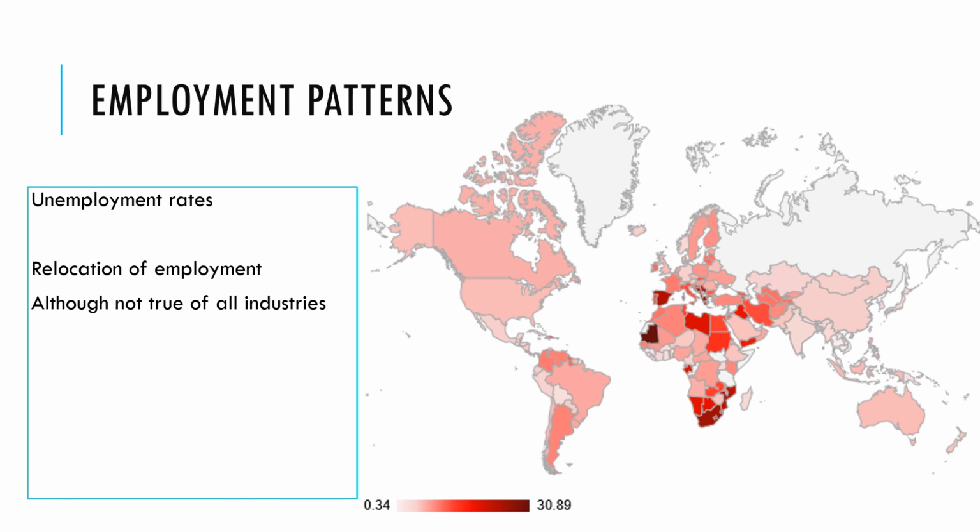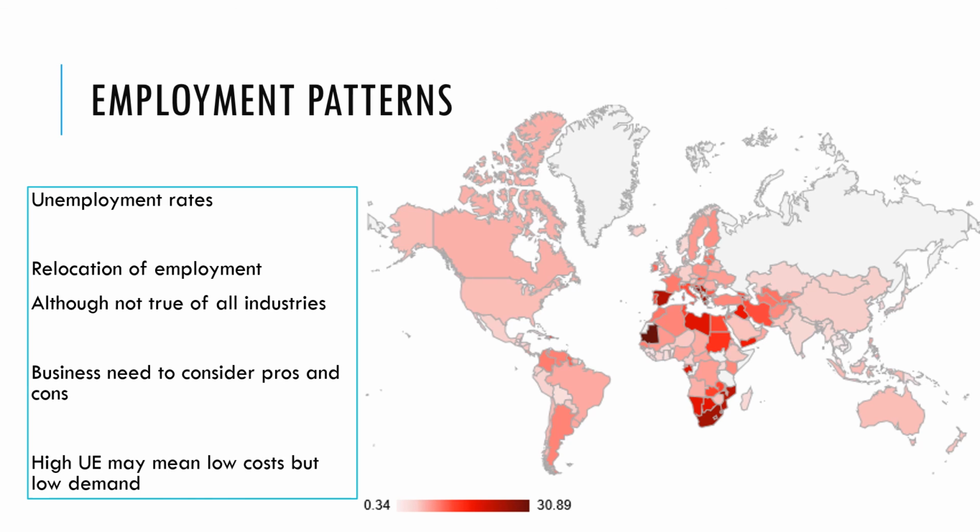Although it's not true of all industries, you would argue it's mainly been true of manufacturing rather than tertiary sector services. So businesses need to consider carefully the pros and cons of what this suggests. High unemployment in a particular area may suggest it's going to be cheaper to employ the workforce, but it might also mean that there is low demand in that area. So businesses have to consider employment patterns and the changing rates of employment around the world when they're developing their strategies of where to base themselves and where to sell their products.